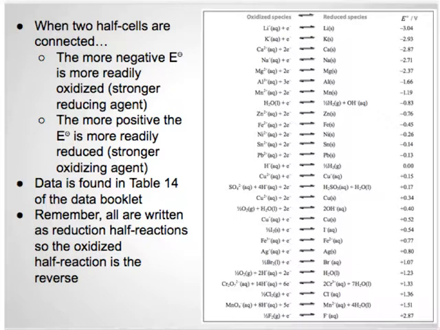But the important thing to note is that the more negative the potential, the more readily something is oxidized. This is when they are written as reductions, which is typically how they are written. So when your half redox reaction is written as a reduction, the more negative the potential, the more readily that component is oxidized, and the stronger the reducing agent. The more positive, the more readily it is reduced, and it is a stronger oxidizing agent.